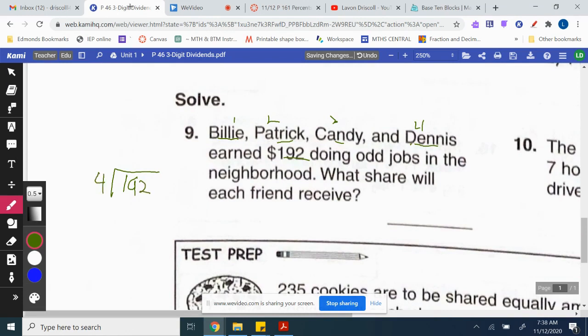4 doesn't go into 1, but it goes into 19. 4 goes into 19 4 times. 4 times 4 is 16. I subtract. 9 minus 6 is 3. And 1 minus 1 is 0. So I bring down my 2. 4 goes into 32 8 times. 8 times 4 is 32. So they'll each share $32.